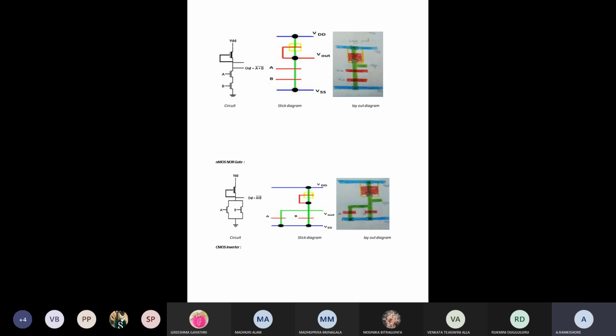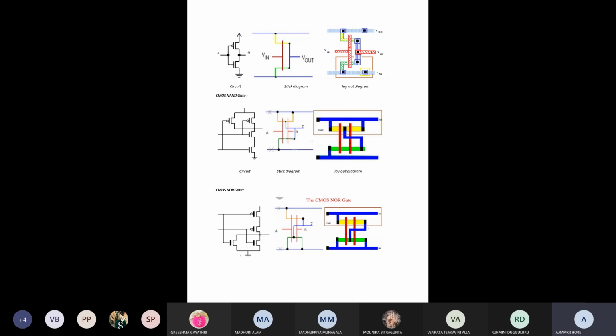Next is the CMOS inverter. I will explain just one inverter, the CMOS inverter, in today's class. In a CMOS inverter we have to use both the PMOS and the NMOS transistors.